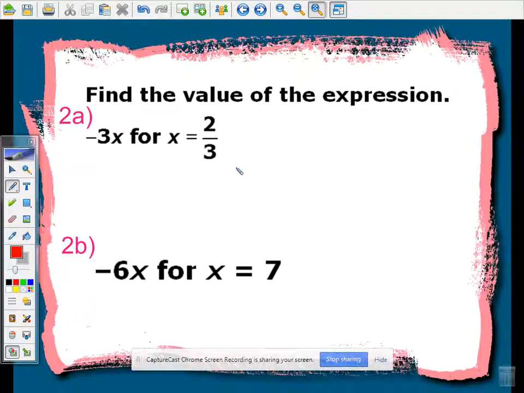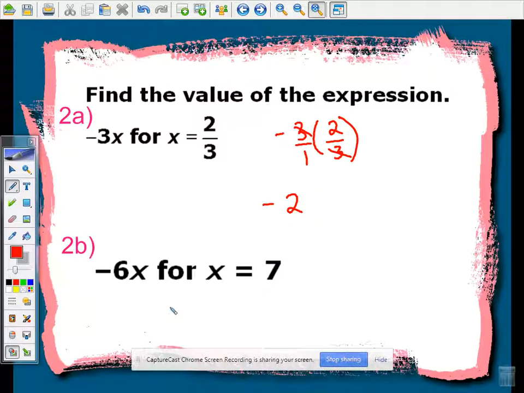Now, if I'm going to find the value of an expression, I'm going to take the value they give me for the variable and plug it into the expression to find the answer. So here we have negative 3x for x equals 2/3. When the negative 3 and the x are touching like this, this is the coefficient, this is the variable, this means they're being multiplied. So I'm going to plug in 2/3 where that x was. Once again, we have a negative times a positive, so my answer will be negative. I'm going to place this one over a 1 to make two fractions. These 3's cancel out, and I'm left with a 2.